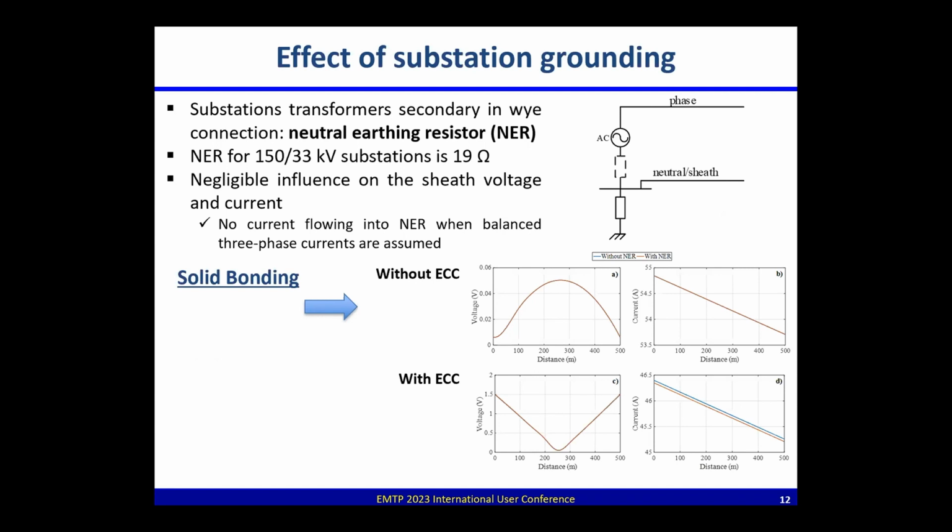What is interesting to note here is that the voltage levels are again very low, but you can see that we have a completely different profile when we use the ECC compared to when it is neglected in the previous case. But in any case, we see that the influence of the neutral earth resistance is negligible, especially in the voltage. We have some very small differences here in the currents because of the slight asymmetry in our geometry.